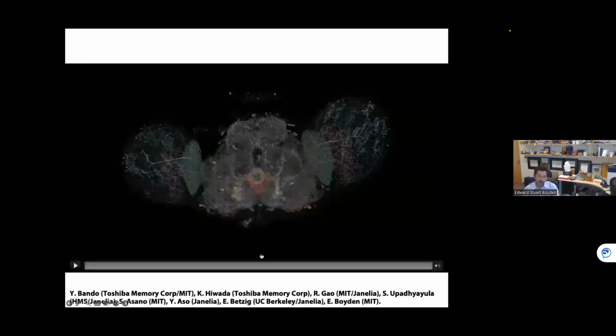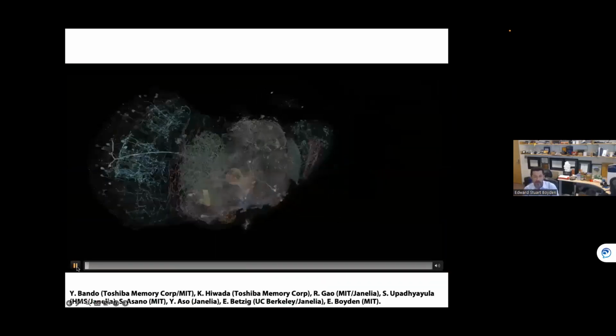Eric, being at the time at Janelia Research Campus, we worked on the fruit fly brain as well. Here's the Drosophila fruit fly brain with the dopamine neurons expressing a fluorescent protein. Not shown here are also the synapses, which were labeled by an antibody. And we're just going to do a fly-through of the fly brain.